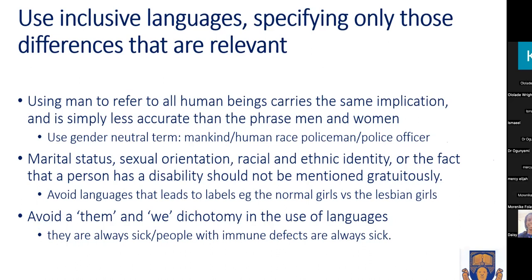Finally, avoid language that is about a dichotomy. We are here, they are always sick. When you're writing your results, you are referring to them as they. When you use people-first language, you will find that you can avoid the dichotomy. Instead of they are always sick, say people with immune defects are always sick. So there's no dichotomy. Once you are saying they, then you are dichotomizing, and many times you're putting yourself on the superior end, and it sounds judgmental.